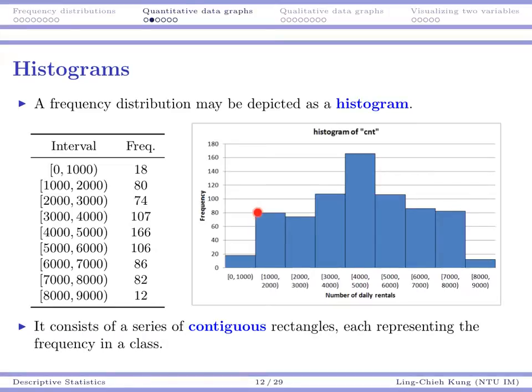Okay, there should not be a hole here. There should not be a hole here. These rectangles should be connected to each other, should be attached to each other. So they should be contiguous. This is very important because once you don't do that, then technically you cannot say that you are drawing a histogram. Okay, so please keep this in mind.